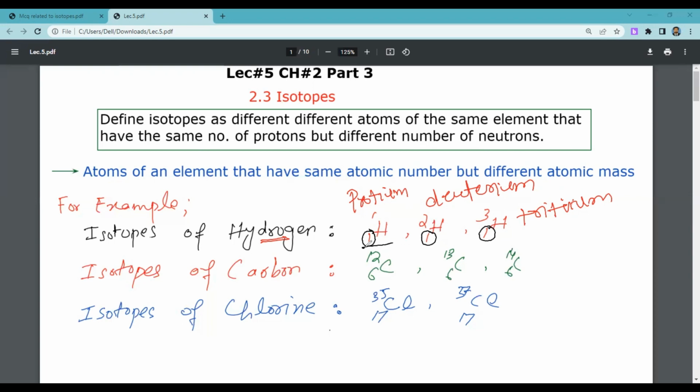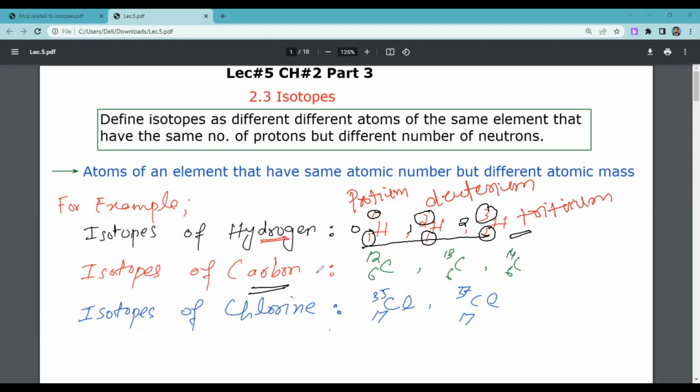It means that they have the same atomic number, but they have different mass numbers. In other words, they have different numbers of neutrons. In the first one, 0 neutrons are present. In this, 1 neutron is present, and in tritium, 2 neutrons are present. Their mass numbers are different. It means that these are 3 isotopes of hydrogen.